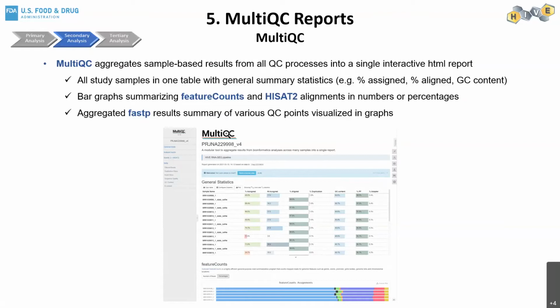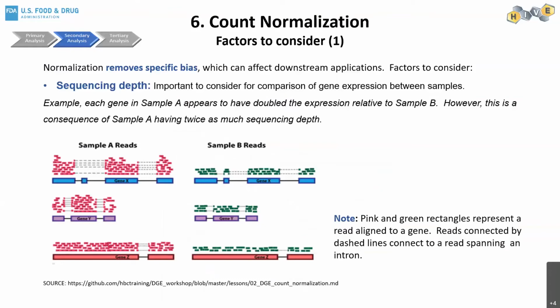And step number 5, we are using MultiQC. MultiQC generates a report based on multiple samples, and it helps to process QC and generates an HTML report. We can easily see all the samples in one table or in one graph. It gives us information of the GC content, percentage of assigned, aligned, based on the results of the previous tools. And we can get bar graphs from featureCounts and HiSat2. Aggregated FastP results can also be displayed with MultiQC. So it's already integrated into the pipeline.